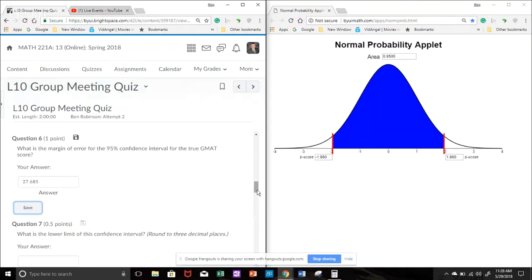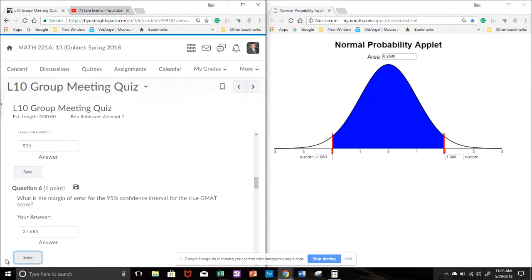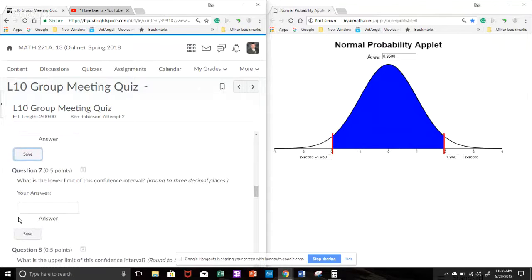Thank you. And then I'll take this one, and then Gabriela, if you want to take the 8, and we'll go in a circle. It says, what is the lower limit of the confidence interval? All we have to do is take 27.685 and subtract it from the 526. That would be 498.315. I agree.